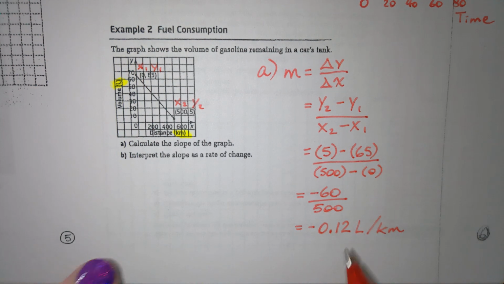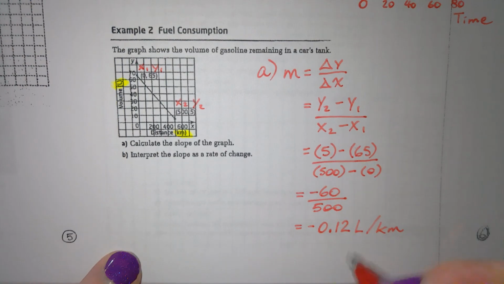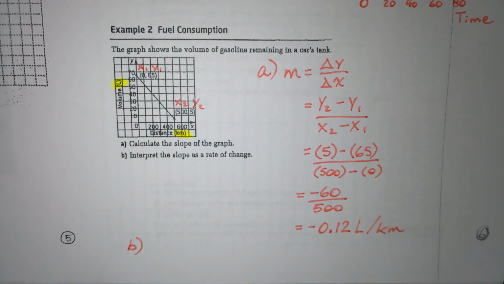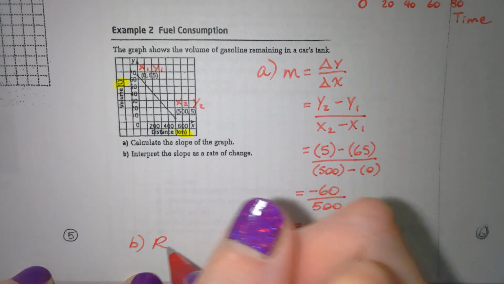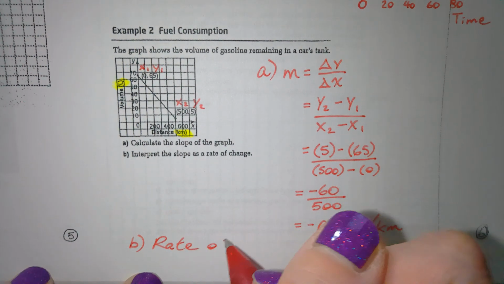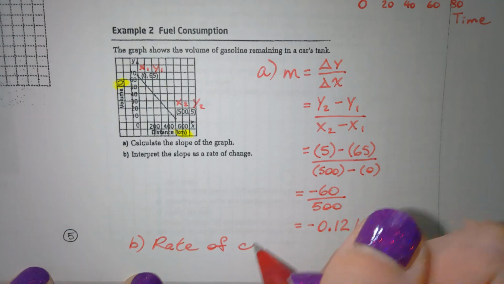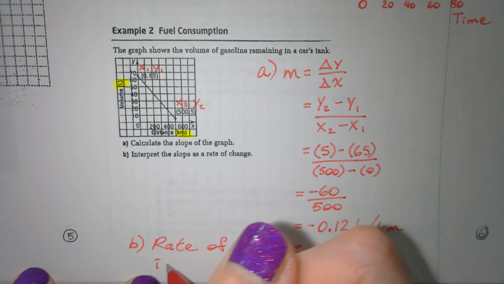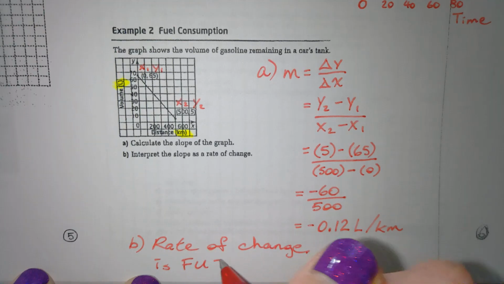Okay. So what is this graph showing us? So again, we need to know, in this case, sorry? Fuel consumption. Wow, you're really good at this. So in this case, my rate of change here is fuel consumption.